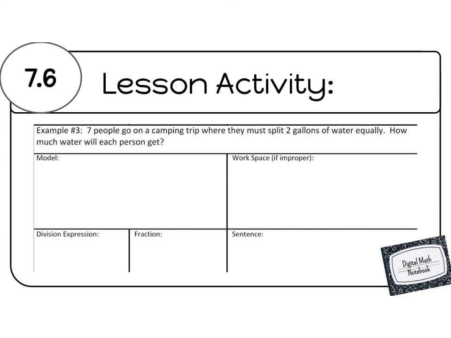It's time for the lesson activity. In the lesson activity, you have an example started already and boxes to complete as we fill it in together. Here's our question. 7 people go on a camping trip. They must split, there's our division sound, 2 gallons of water. How much water will each person get?